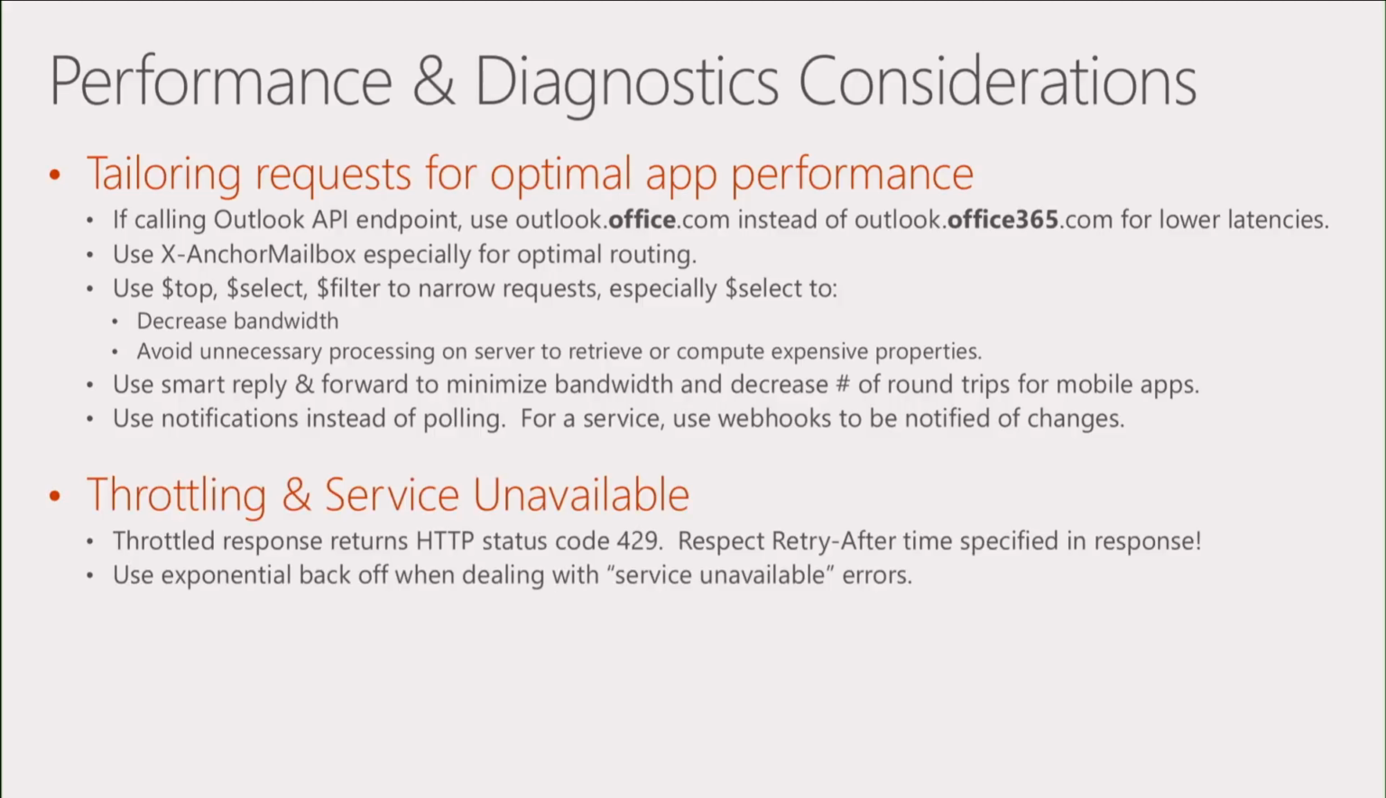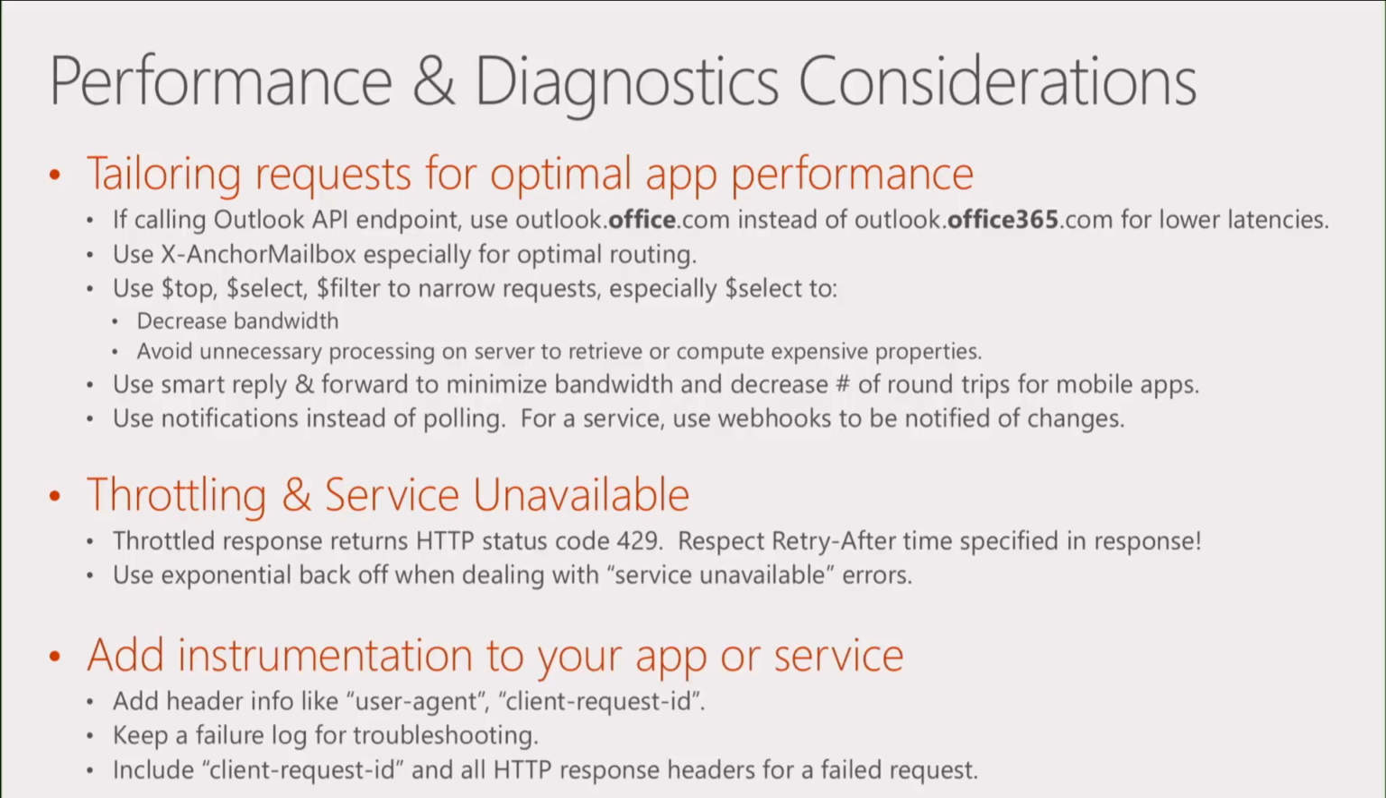For throttling, when we throttle, we return a status code of 429, especially from Outlook. Just respect the retry after time and use backoff, the standard exponential backoff when you see service unavailable error.